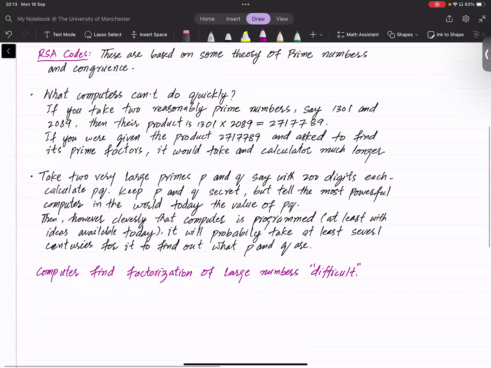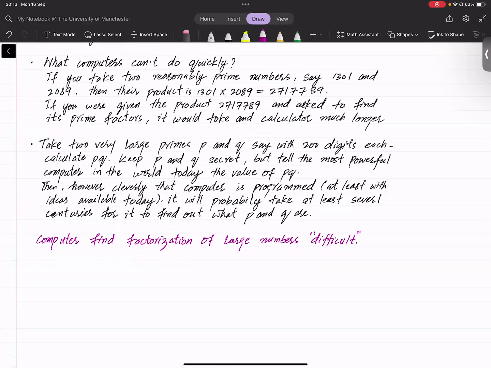What makes their security based is what computers cannot do. Something from there is, let's say we have two primes, one this and the other this, and their product is this one. You can calculate this with any calculator in seconds. But if you are given this product and asked to find its prime factors, it would take the calculators much longer.